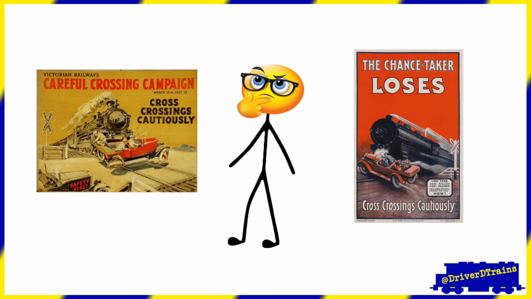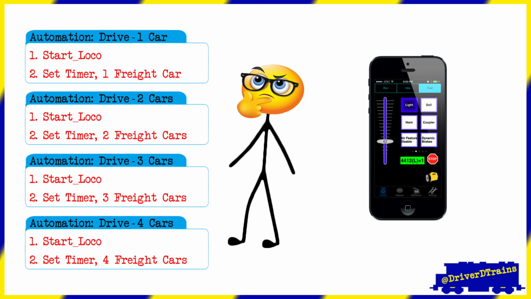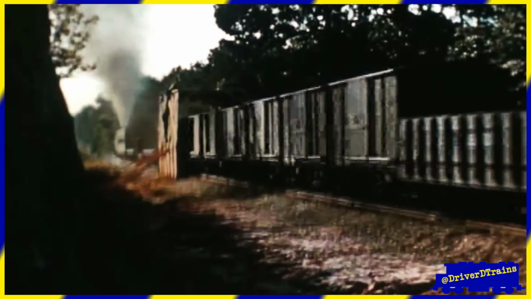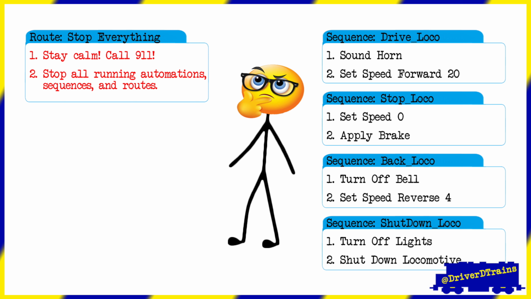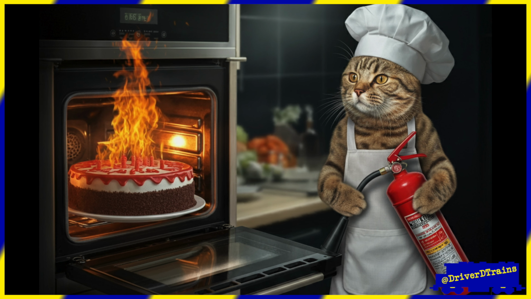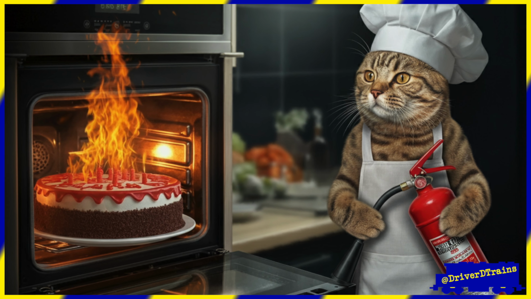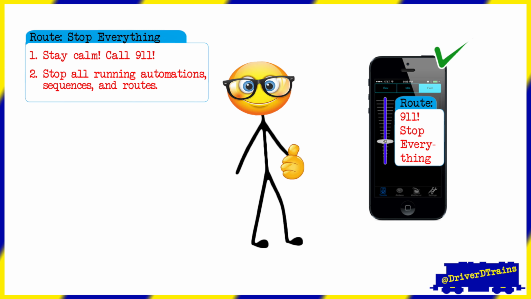Now, before we do anything else, we need to take some safety precautions. One of the things about automations in EX-Rail is that it is easier to start them than to stop them. This could cause problems if our automations don't work as we expect. So we will create an automation that stops all our other automations and sequences from running. This will be like having a fire extinguisher on hand in case our cake catches on fire in the oven. We will make this automation a route so that it shows up in our throttle.